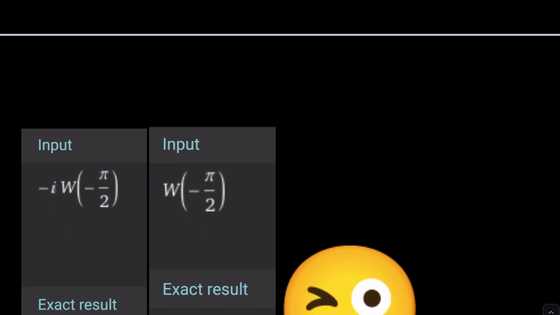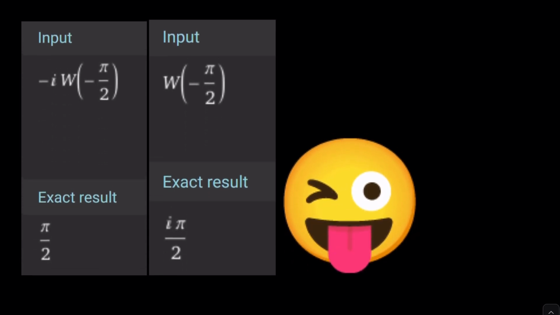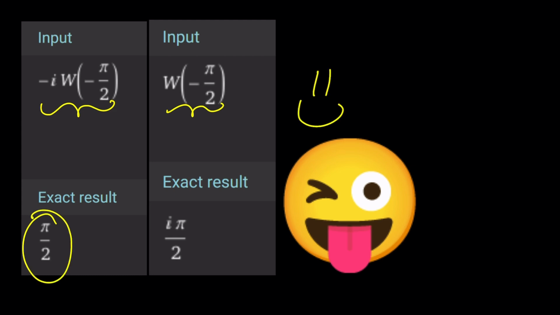And then when I asked these two questions, what is W of negative pi over 2? And what happens if you multiply it by negative i? Because that's what you need to isolate z. And yes, this is the exact result. WolframAlpha was able to solve it after so many prompts. Too bad.